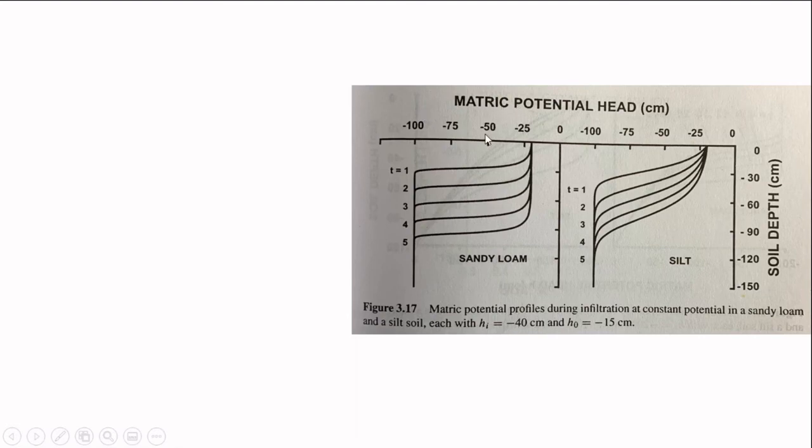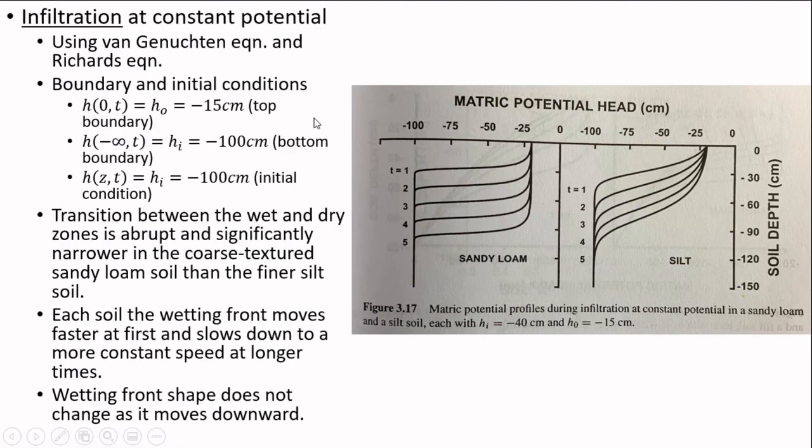As the water infiltrates the soil, here we have two different soils, sandy loam and silt. You can see that water entering the sandy loam is a bit faster than silt, because sandy loam is a bit coarse. It means the particle size is a bit bigger, whereas in silt the size is smaller, so it is not that easy for water to get in. So let us look into this: infiltration at constant potential using the Van Genuchten equation and the Richards equation. The Van Genuchten equation is the constitutive function, a supporting equation for the Richards equation.